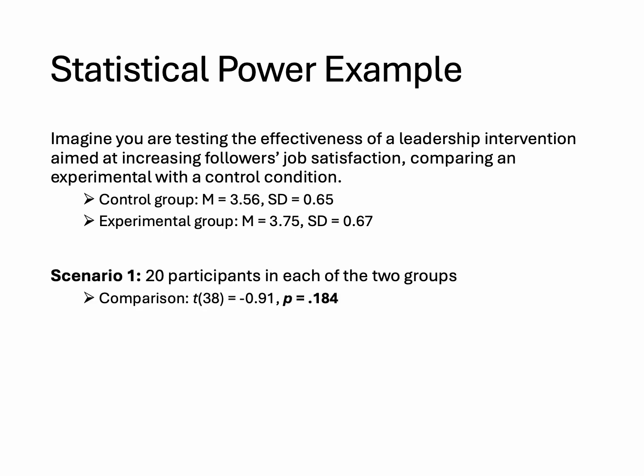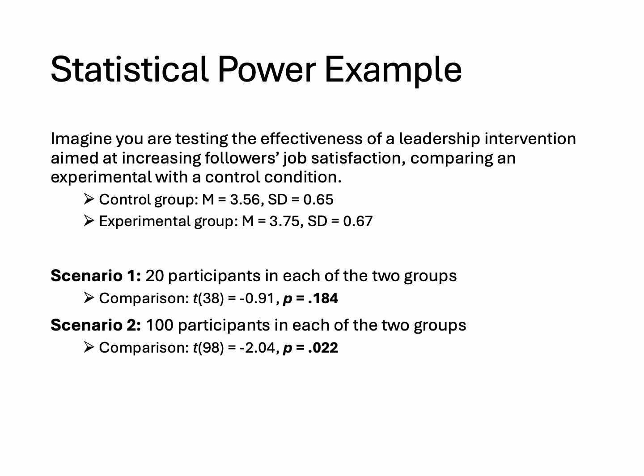In the first scenario, we just have 20 participants in each of the groups, so 40 participants in total. And we can see here that the t-test that we can conduct to test if these two means differ significantly from one another is actually non-significant. We have a p-value of 0.185, which is above the common significance threshold of 0.05. However, in the second scenario, we have 100 participants in each of these groups. We have the same two means, but we can see that now they actually differ significantly from one another. The p-value here is 0.022.